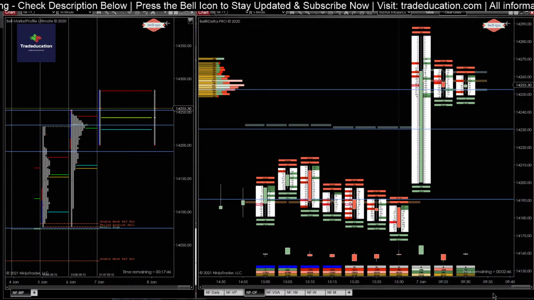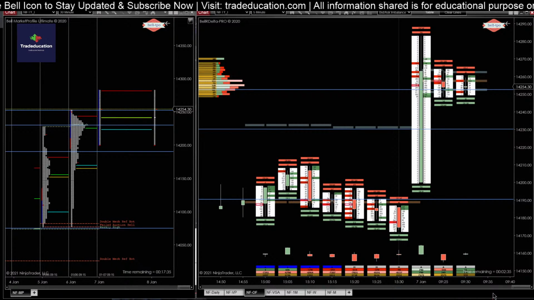So a sort of a doji candle is forming. Previous candle is also a doji candle. So selling pressure is stepping in. Buyers are also coming in. So absorption is going on.